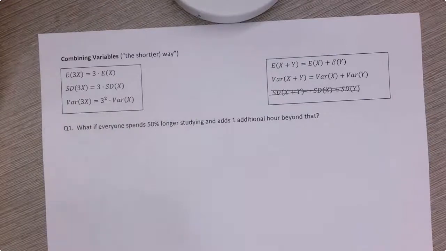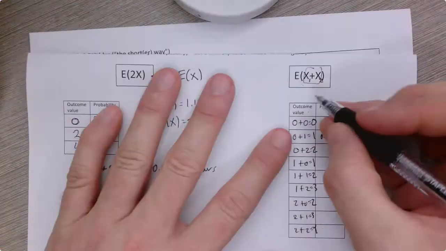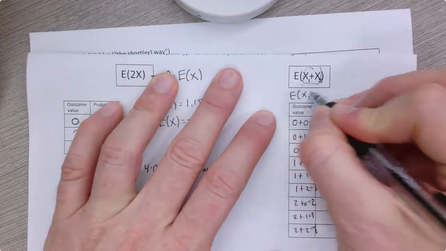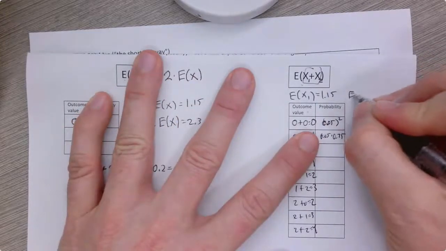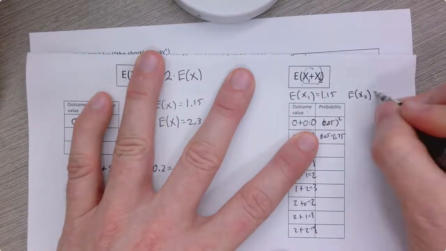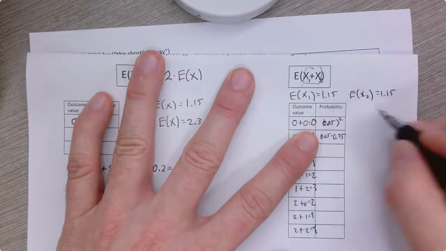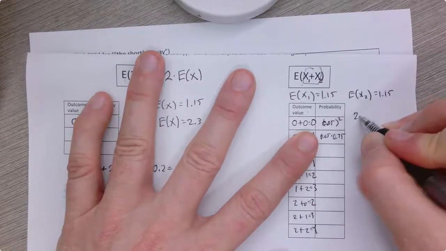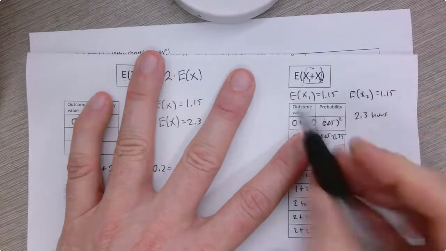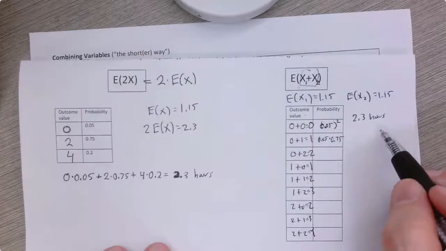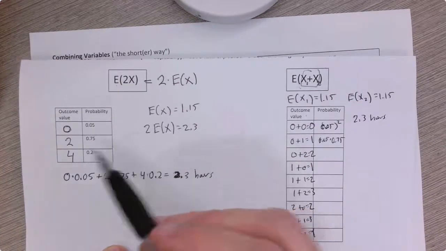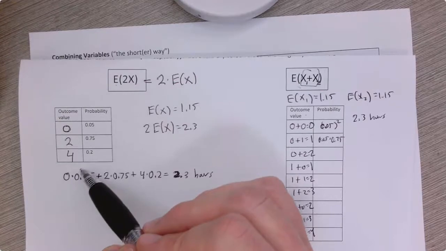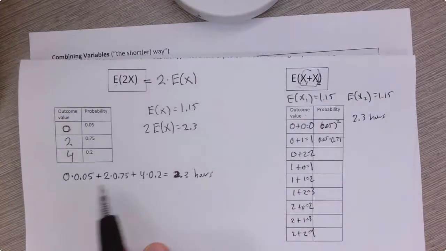So on the front page, if we wanted to look and see how that would play out, the expected value of the first student's study time is 1.15 hours. The expected value of the second student's study time is also 1.15 hours. You can add those together, and you'd get 2.3 hours as the expected value of both of them, which in this particular example is the same as the expected value if one student was doubling their time. But that was just a coincidence.